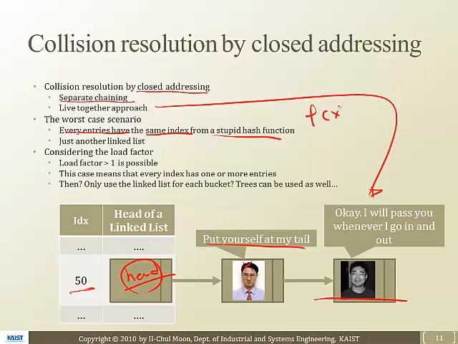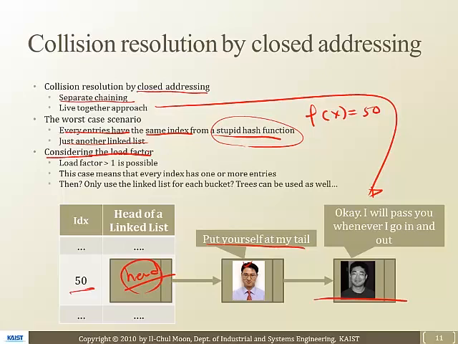If f(x) equals just 50, regardless of the ID, then its index will be the same, 50. Then this is nothing but a long linked list. So we don't want that. So it shouldn't be a stupid hash function. And let's consider the load factor.